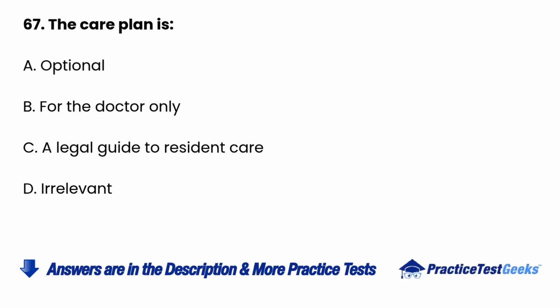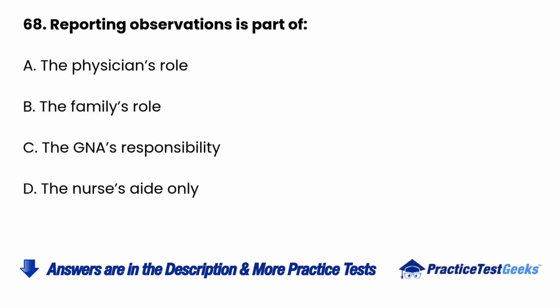67. The care plan is A. Optional. B. For the doctor only. C. A legal guide to resident care. D. Irrelevant. 68. Reporting observations is part of A. The physician's role. B. The family's role. C. The GNA's responsibility. D. The nurse's aid only.